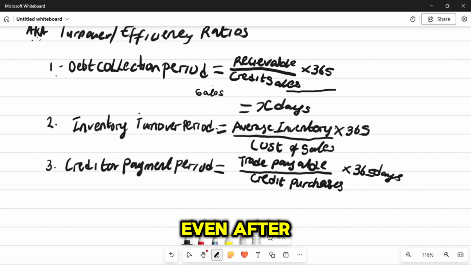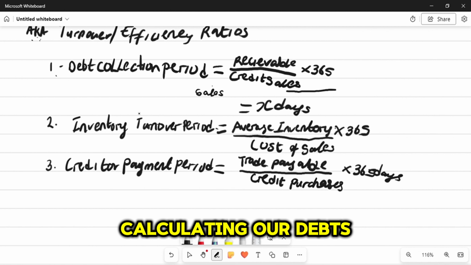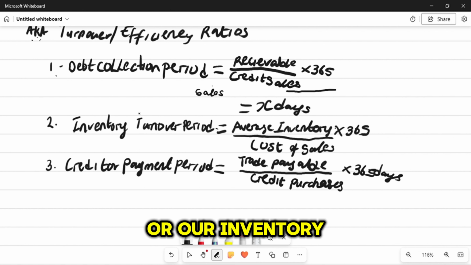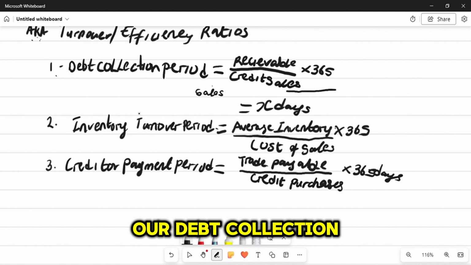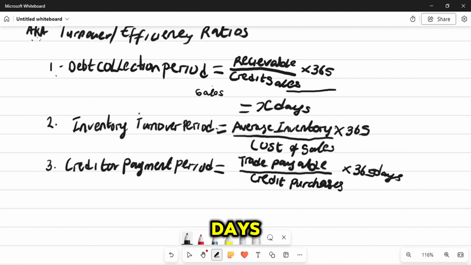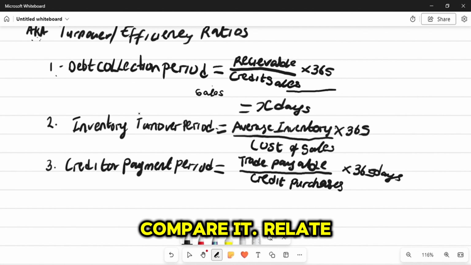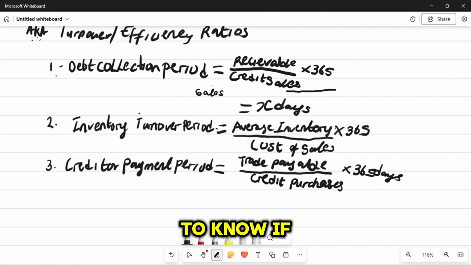So even after calculating our debt collection period, or our inventory turnover period, or our creditors payment period, we don't just use the number of days as okay. For example, if we calculated our debt collection period as 50 days, we don't just say this is good or this is bad. You have to compare it, relate it to a particular figure, or relate it to another ratio to know if that is actually good or bad, right?